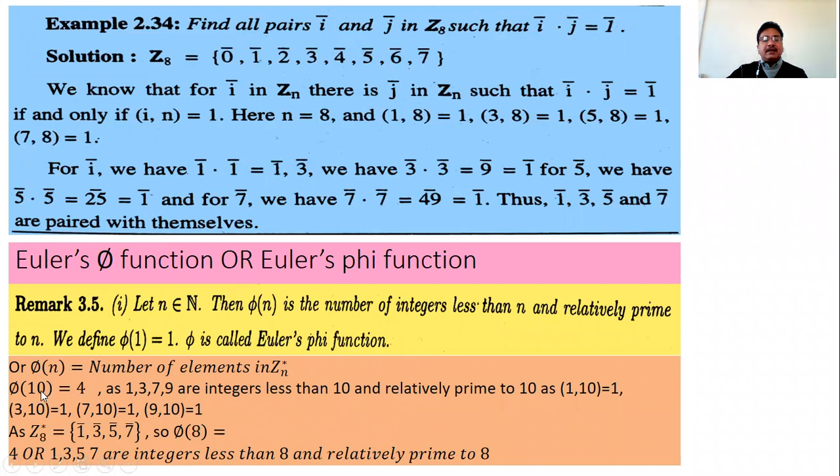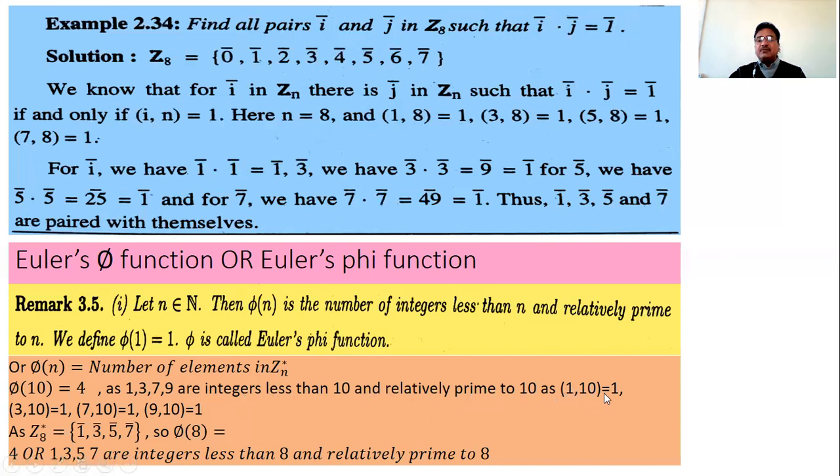Then 8 and 10, greatest common divisor is 2, and so 8 is not relatively prime to 10. Then 9 and 10, yes, 9 and 10 are relatively prime because the greatest common divisor of 9 and 10 is 1. So these 4 numbers are what? These are the numbers less than 10 and relatively prime to 10. What are the numbers? 1, 3, 7 and 9. These are the 4 integers less than 10 and relatively prime to 10.